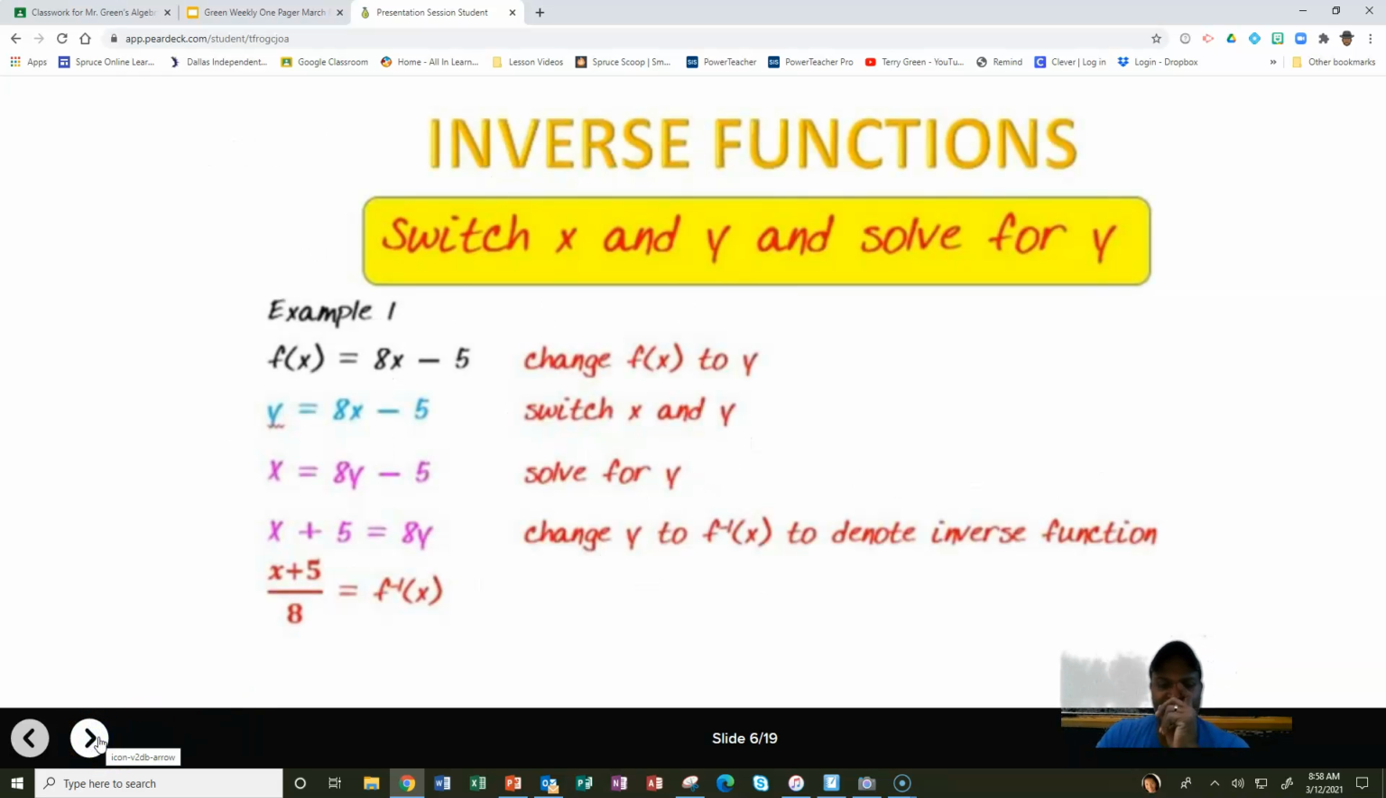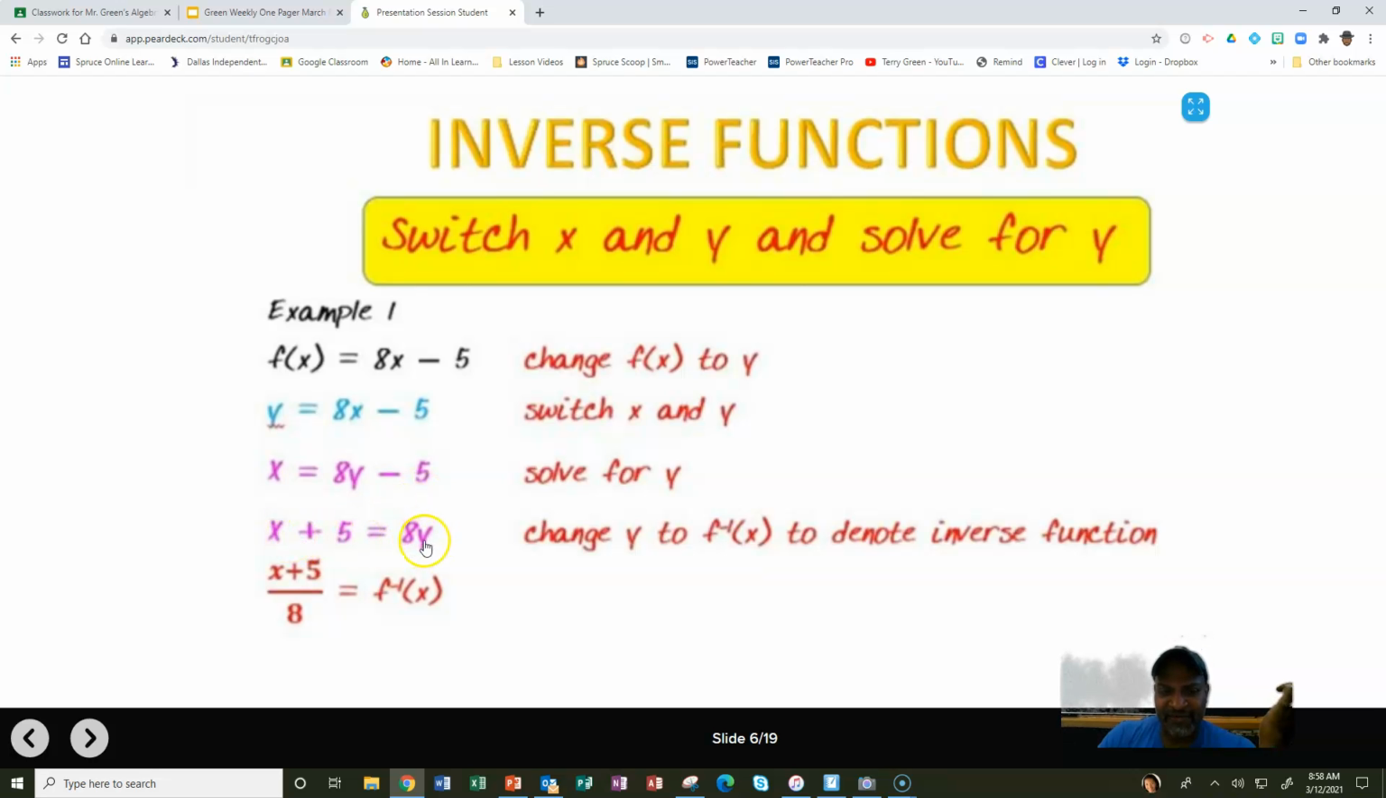Let's look at another example. Change the f of x to y. That's what we're doing in the first step. So now we have y equals 8x minus 5. Switch x and y. Now we have x equals 8y minus 5. Then you can solve for y.